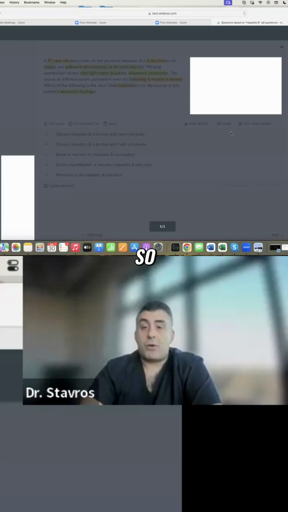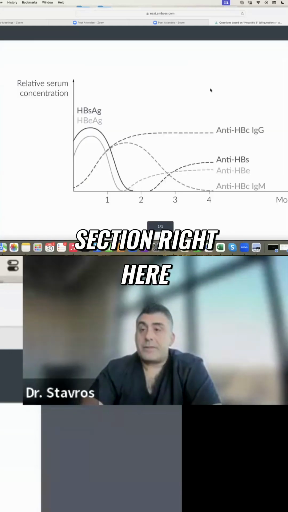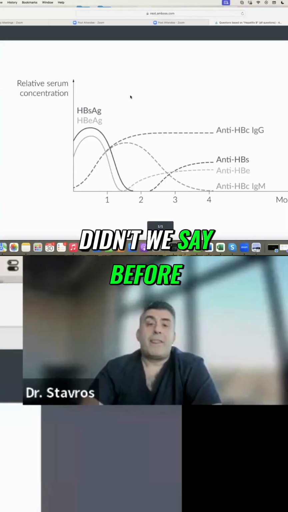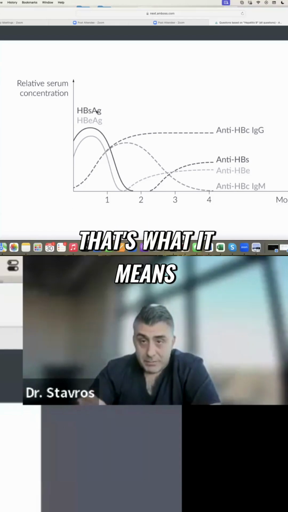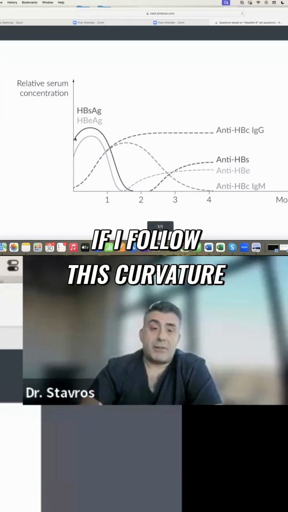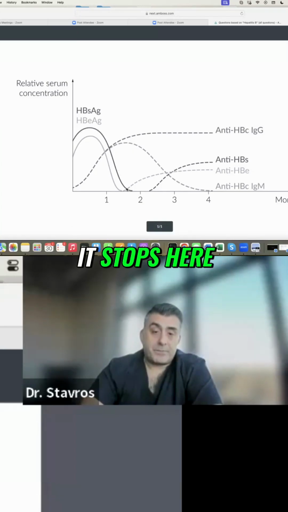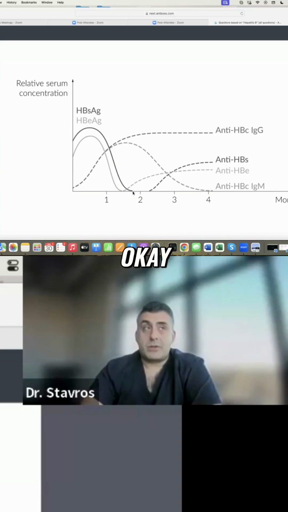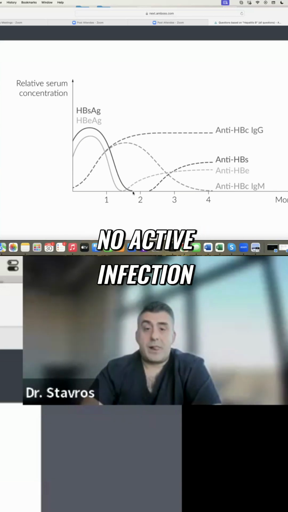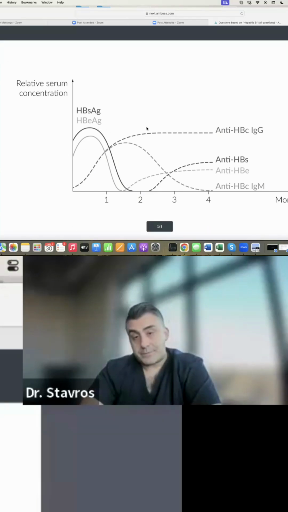Okay, so look at the 4-month section right here. Didn't we say before that surface antigen means what? Active infection. That's what it means. So if I follow this curvature, where does it go? Stops here. It stops before 2 months. Okay. So that means there's no active infection. Because if there was an active infection, wouldn't this curve continue to go like this?